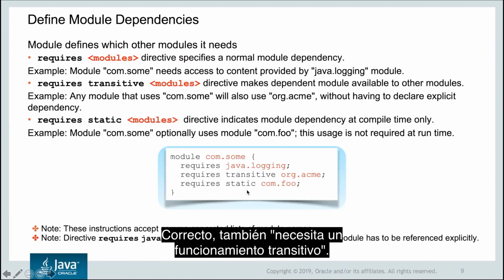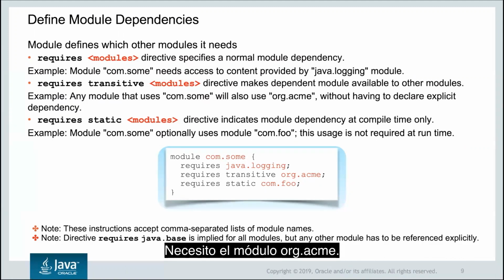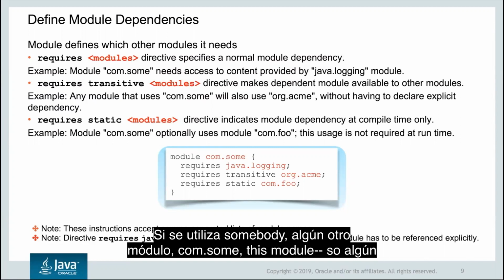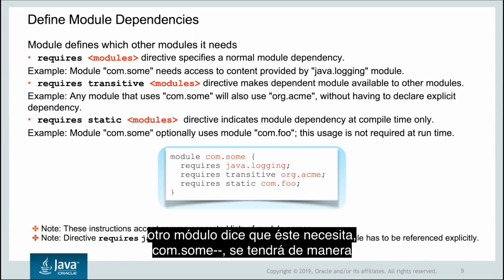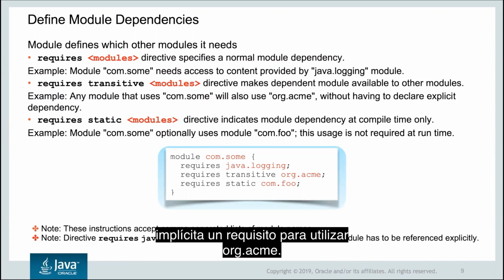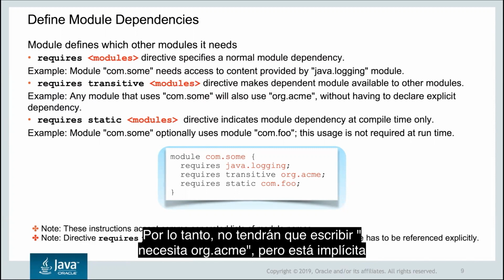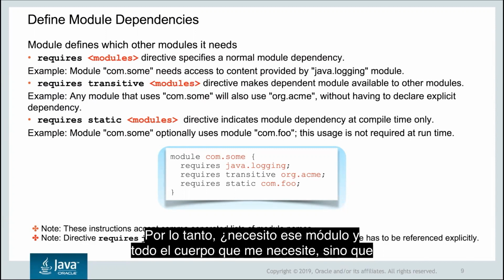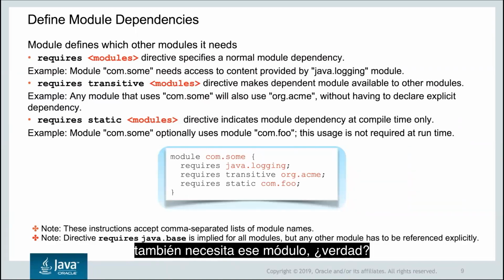Okay, well, requires transitive works like this. I need org.acme module. Fine. If some other module needs com.sum, this module, so some other module says they need that one, com.sum, then they will implicitly be given a requirement to also use org.acme. So they won't have to write requires org.acme, but it will be implied that they actually need it. So you're saying, I need that module, and anybody who needs me, they'll need that module as well, right? That's transitive.